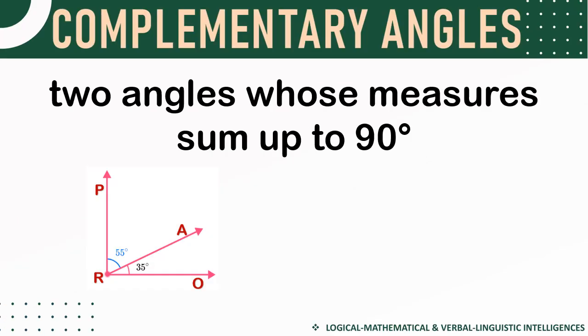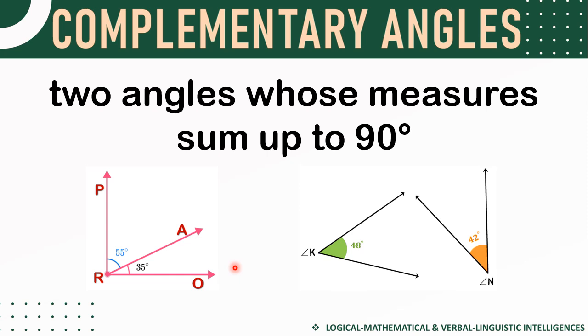Two angles whose measures sum up to 90 degrees. So for our first example, we have angle PRA and angle ARO. We have 55 and 35 degrees. If we sum this up, we would have 90 degrees. So that means this pair of angles is considered complementary angles.